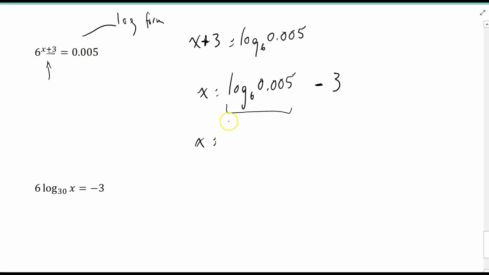All right. Log of 0.005 divided by log 6. Hit the equals, then subtract 3 from it. Log 0.005 divided by log 6. Hit equals now. You should see minus 2.957. Now subtract 3 from that. Minus 5.957.